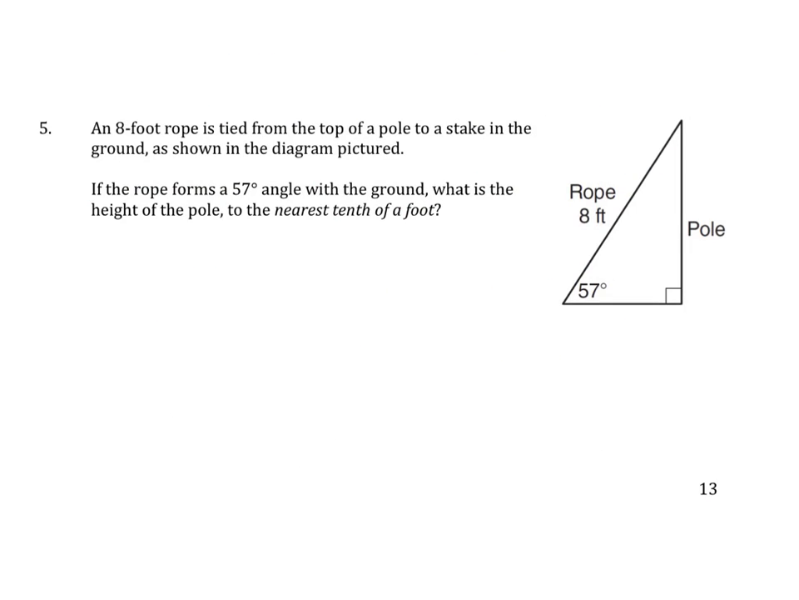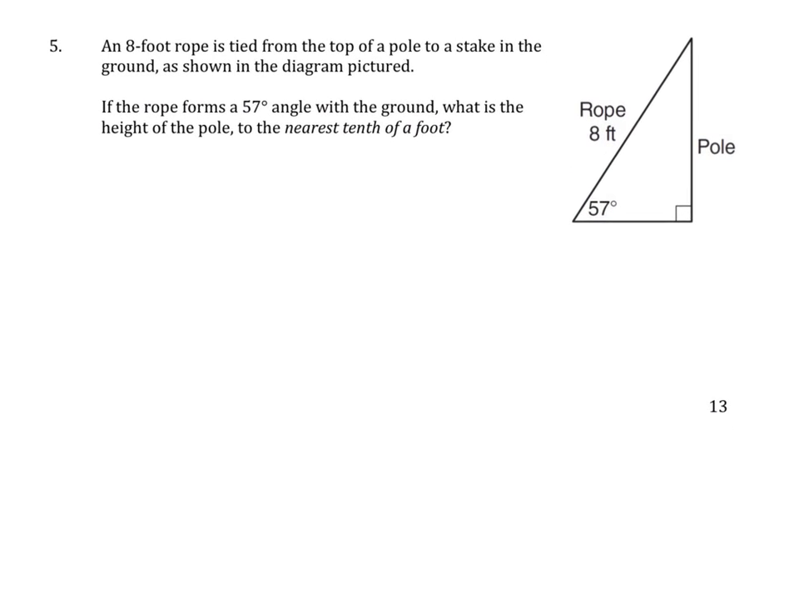Now, an application to real life. An 8-foot rope is tied from the top of a pole to a stake in the ground as shown in the diagram pictured. If the rope forms a 57-degree angle with the ground, what is the height of the pole to the nearest tenth of a foot? So remember to round to the nearest tenth.